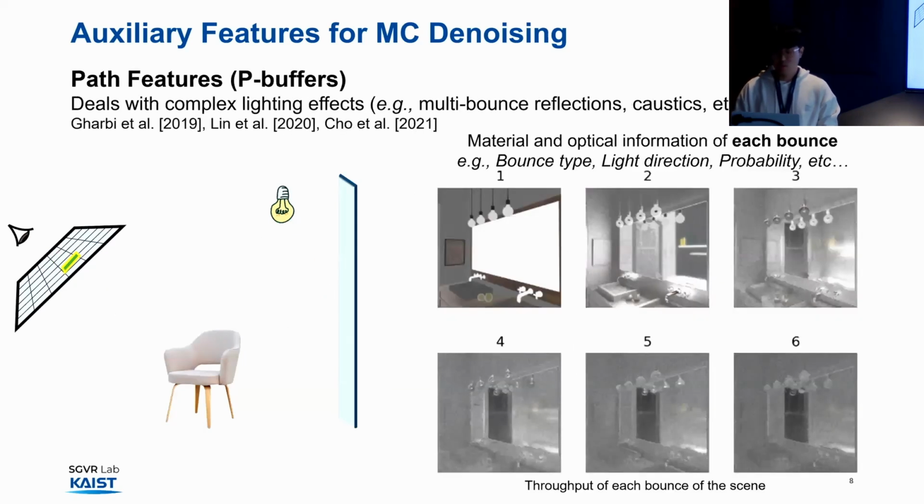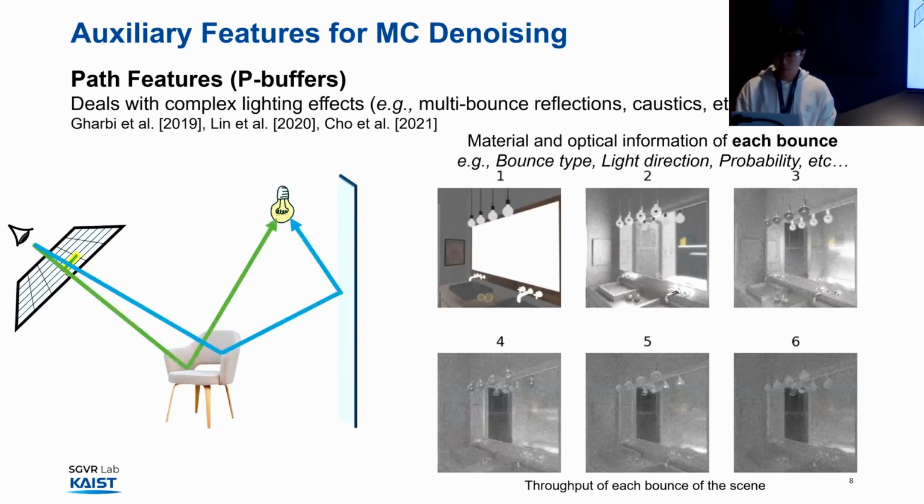So more recent works address this problem by proposing path features, or P-buffers. P-buffers contain light and material information of each bounce of the sample, which is helpful to reconstruct complex lighting effects such as multiple reflections, caustics, and more.